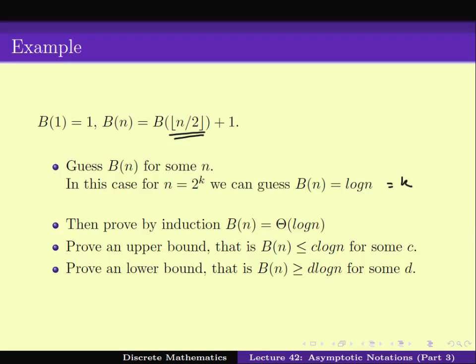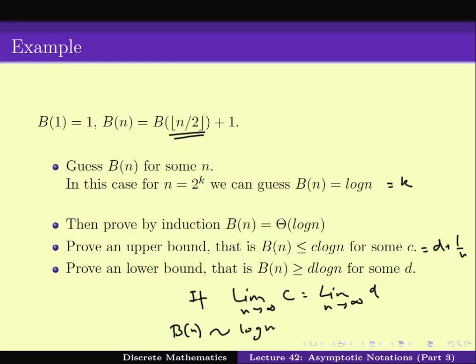If actually you can get the c and d to be arbitrarily close to each other, for example, c equals d plus 1 by n kind of stuff, so as n goes to infinity, c equals d. If the limit as n goes to infinity of c equals the limit as n goes to infinity of d, then what we have is that Bn will become sim of log n, which is, as I told you earlier, better than getting theta of log n.